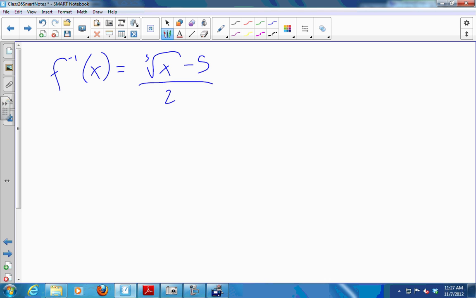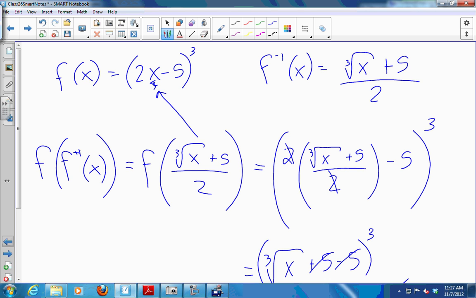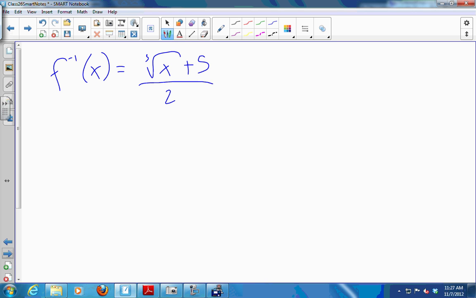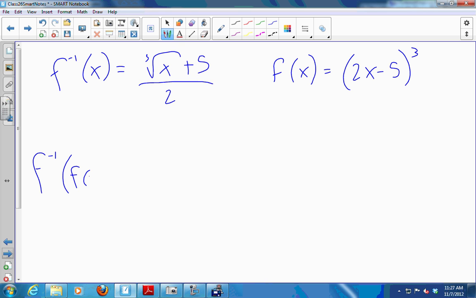Is that a plus or a minus? I can't remember. Plus. Okay, and then f of x was (2x minus 5) cubed. All right, so I did f of f inverse already. Now I'm going to do f inverse of f of x.